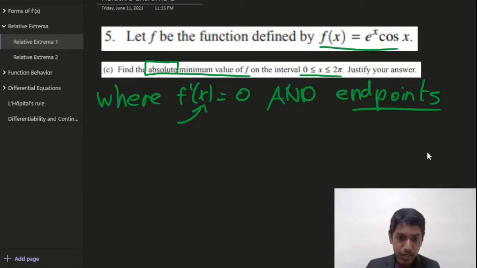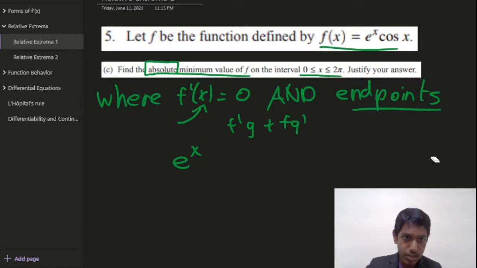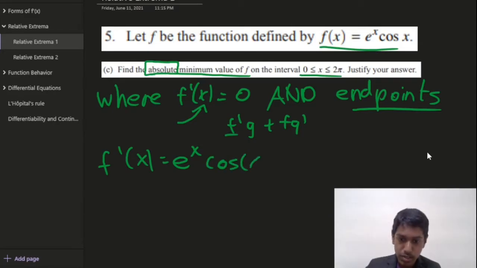So let's find f prime of x. I'll write the product rule here: f prime g plus f g prime, however you want to remember it. That's how I remember it. So the derivative of our first function here is just going to be e to the x itself. So e to the x is f prime, and then g is just going to be cosine x, right? And then you're going to add f, so that's just e to the x again, and then g prime will be a minus sine x. Going to do a quick rewrite here.